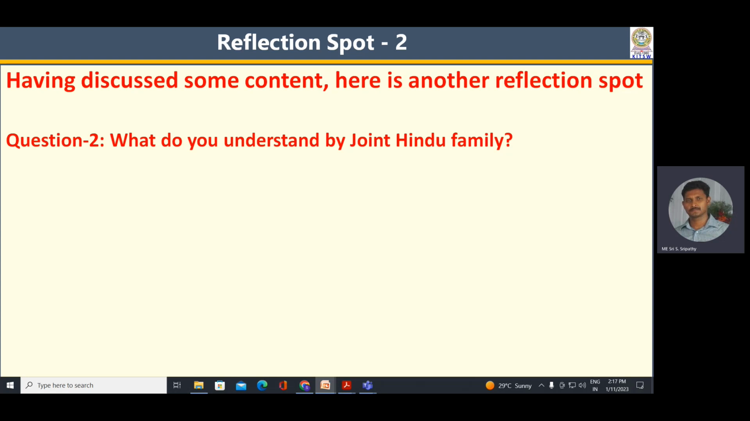Coming to reflections part 2, having discussed some content, here is another reflection. What do you understand by joint Hindu family? Please go through this topic and prepare an answer for it.